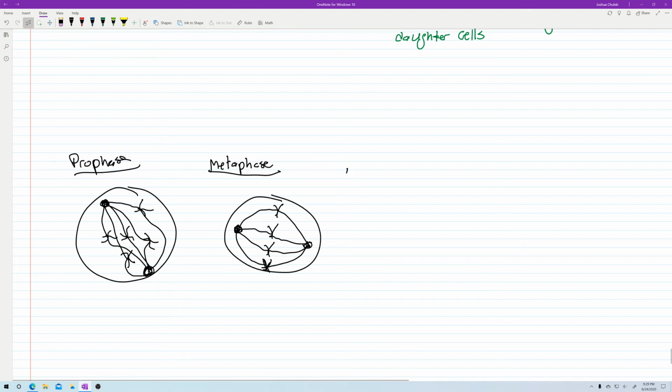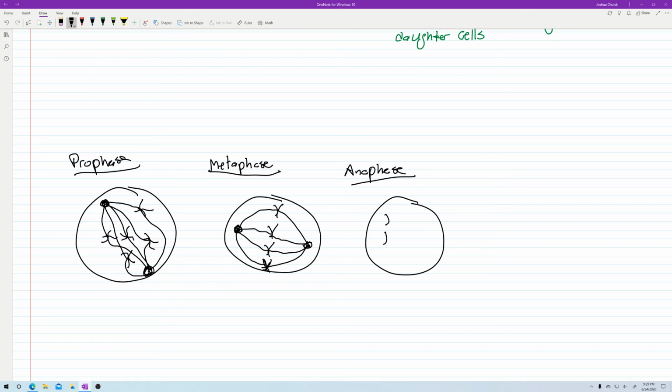Okay. And then anaphase. We have our cell here. And then our chromosomes have been pulled by the spindles. And remember, the spindles are where our microtubules come from. So these are microtubules that are actually doing the splitting.